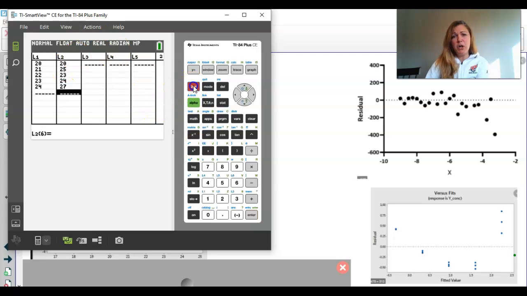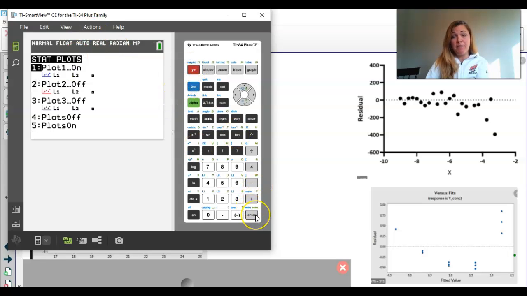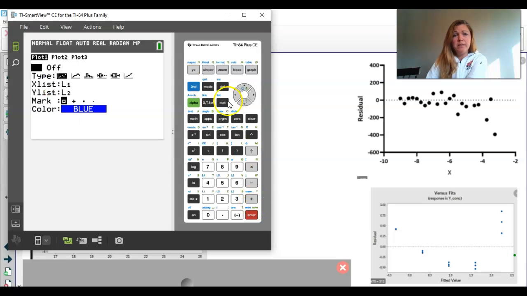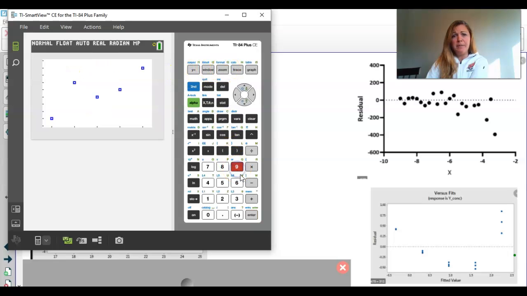Okay, let's actually look at this data plot though, or this scatter plot first. So I'm hitting second, y equals. I'm hitting enter on plot 1. Okay, I'm all set to go. I'm on. I have the scatter plot right there, and then I'm going to hit zoom 9. Okay, so you can see a somewhat linear scatter plot right there.